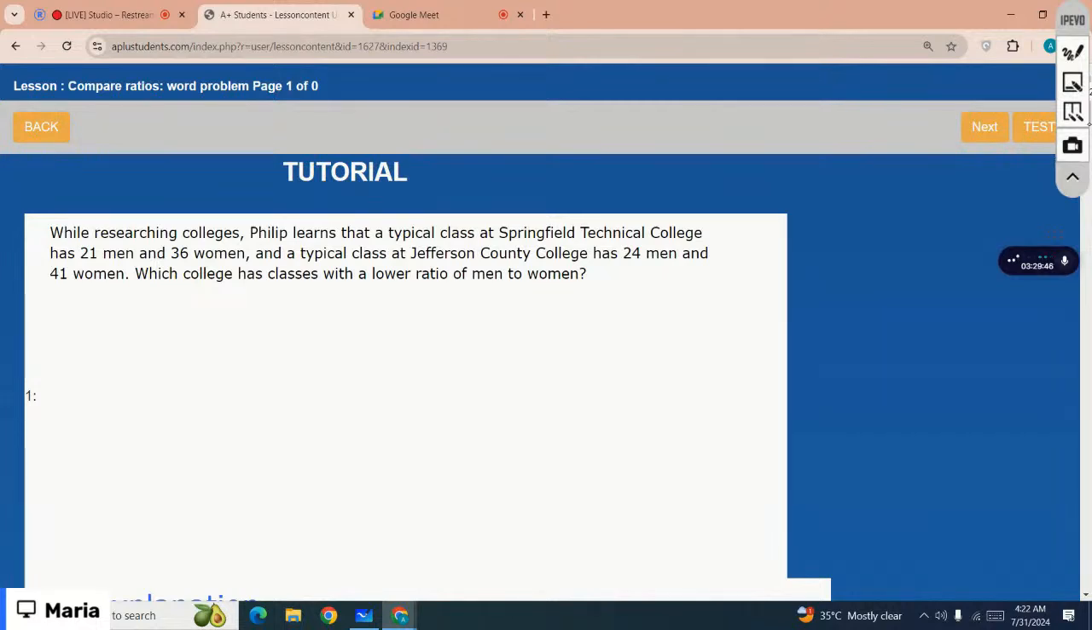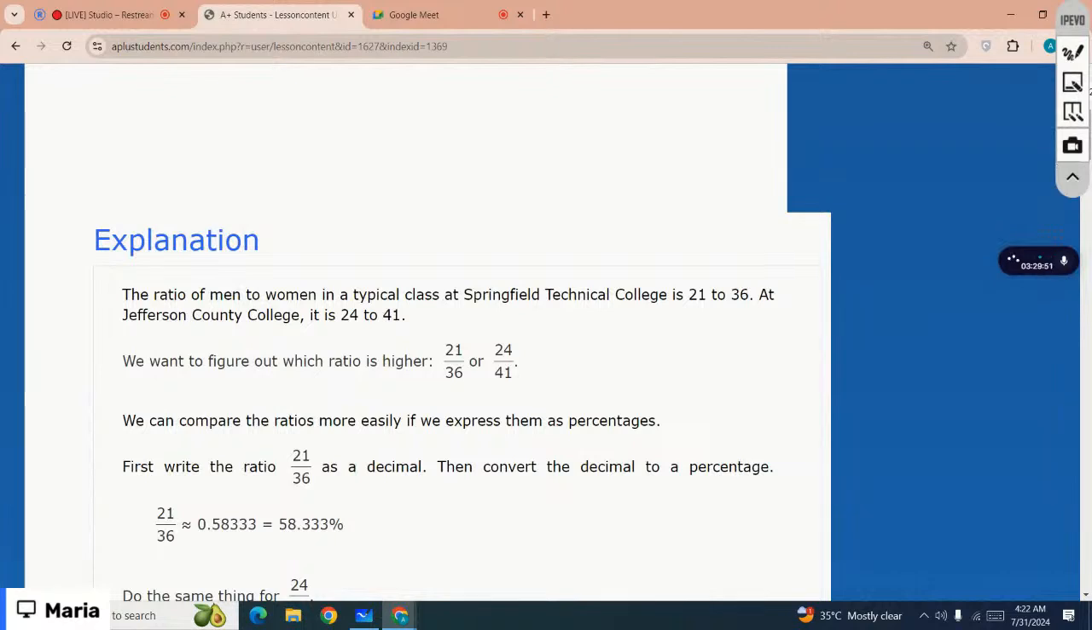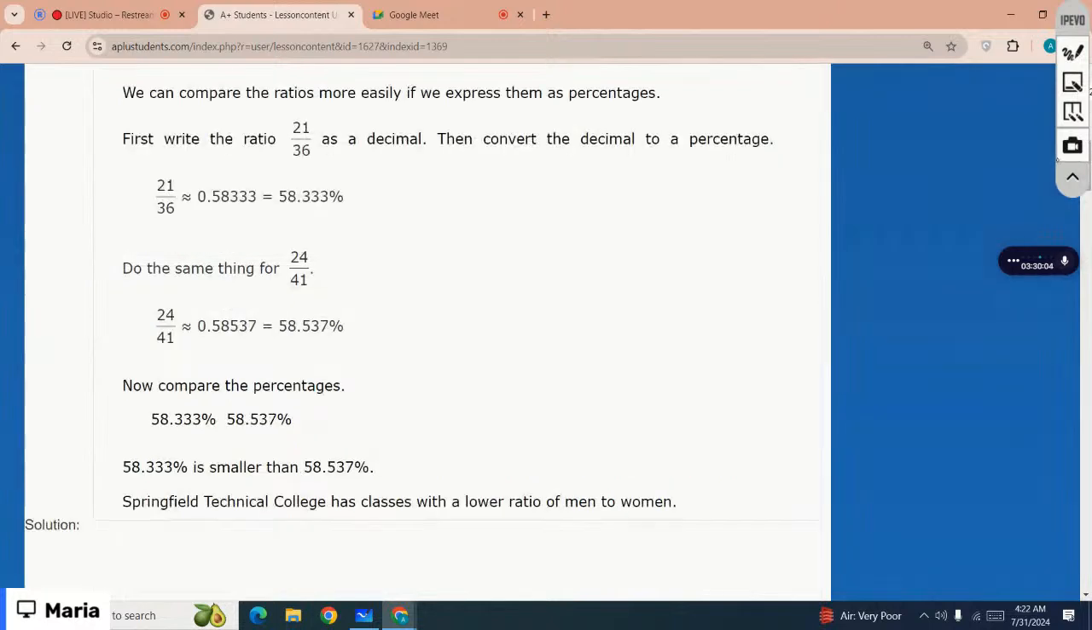So you have to see the lower ratio, right? Convert the ratios to percentage form: divide them and multiply by 100. The one that has the smaller value is the answer. You have to do 21 over 36, that is 58.3, and 24 over 41, that is 58.537. Compare the percentages, right? 58.3%, right? Let's just start with the question.